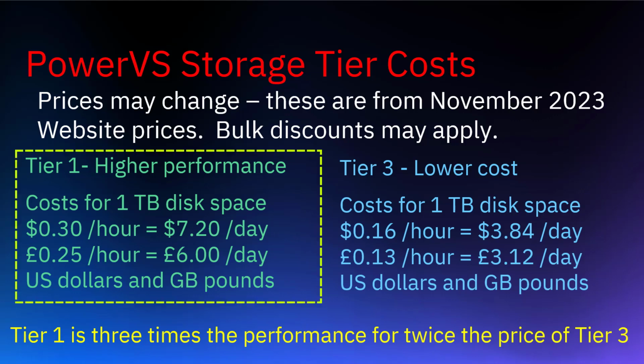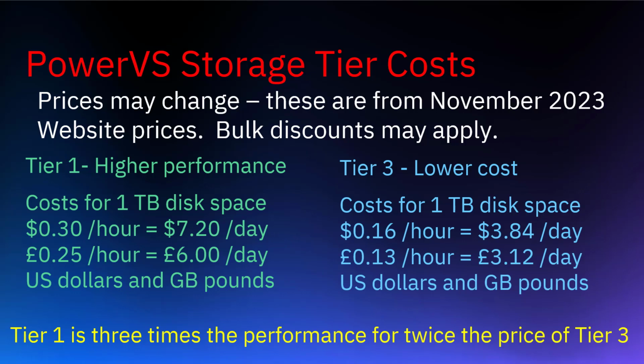The Tier 1 prices in green are the high performance disks. This is the cost of 1 terabyte of disk space roughly. I've got the prices in US dollars and in Great British pounds for the same thing. Let's look at the price: it's 25 pence per hour or £6 per day, and compare that with Tier 3. That's 13 pence per hour or £3 12 pence per day.